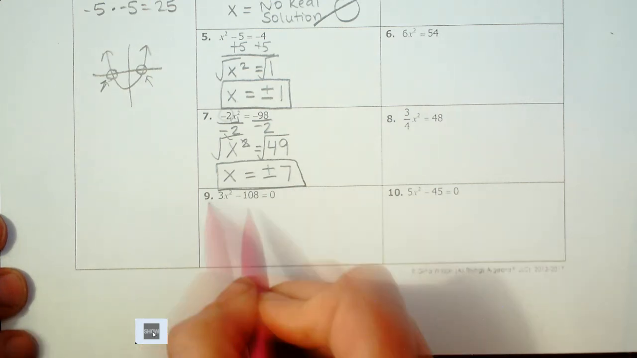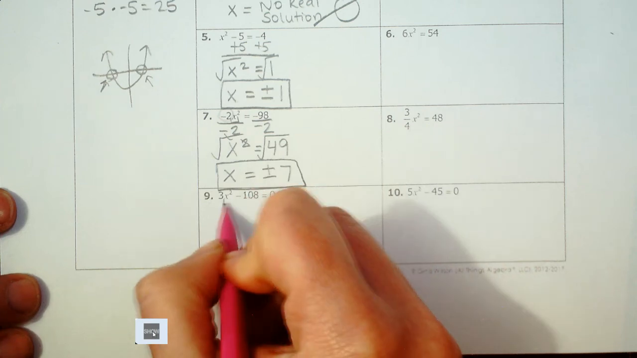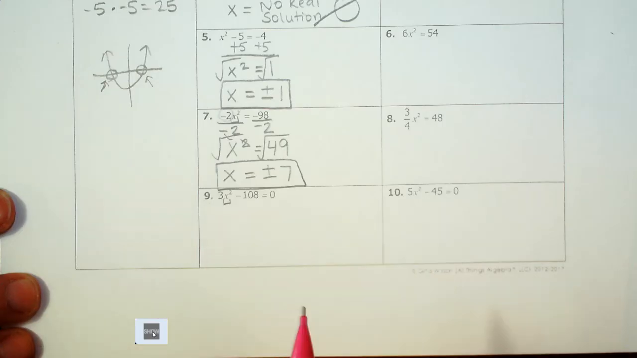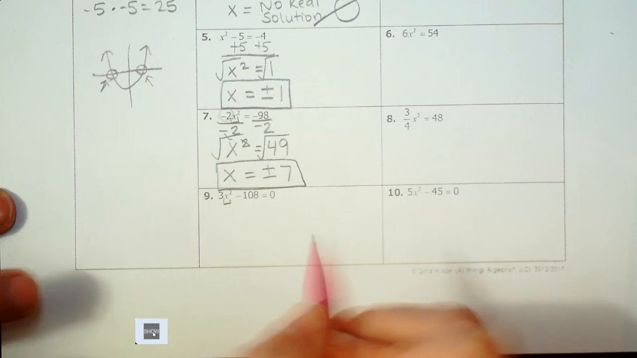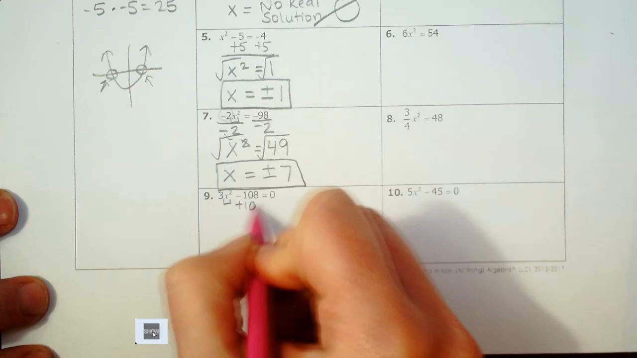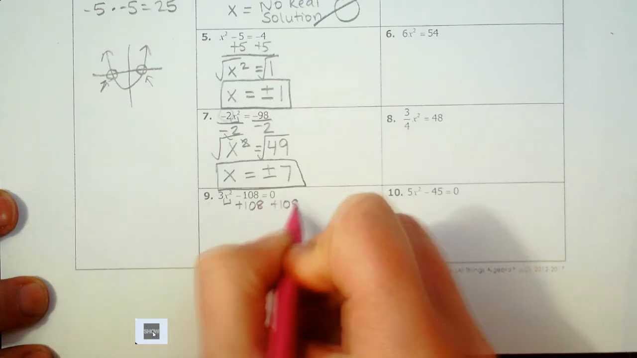Number 9 is a 2-step. So we have 2 things we need to get rid of. We're trying to get x squared by itself. Remember to get rid of your friends first. So first thing you would do is add 108 to both sides.